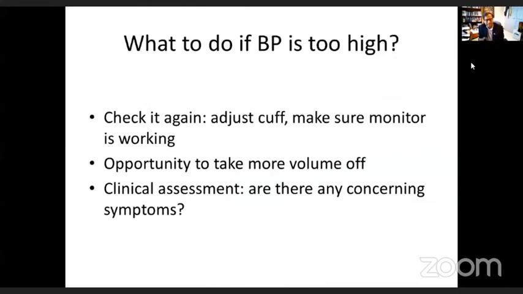If the blood pressure is high, check it again. Cuff adjust karo, dekho monitor barabar chal raha hai ki nahi. It's always an opportunity to take more weight off, or thoda, namak or pani nikalo patient se. But look at the patient.